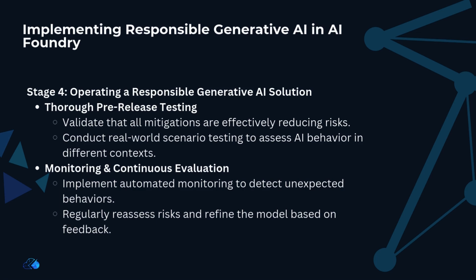So by following these four stages, identify, measure, mitigate, and operate, developers can create AI solutions that are trustworthy, ethical, and aligned with Microsoft's responsible AI principles.